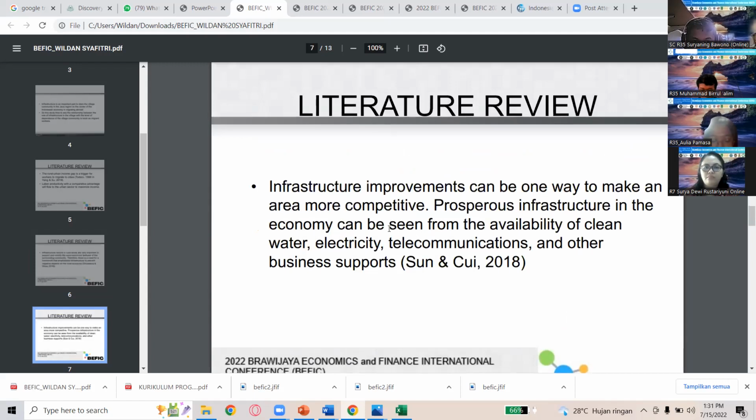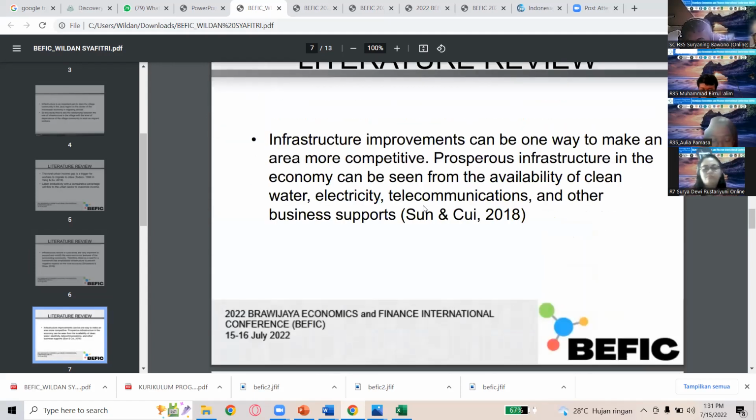Okay, in the literature review, we also use infrastructure improvement. Infrastructure improvement can be one way to make villages more competitive. This is why the Indonesian government made what we call Undang-Undang Desa, the law of village, trying to increase development in urban and rural areas. This is also followed by electricity, telecommunication, and other business support.